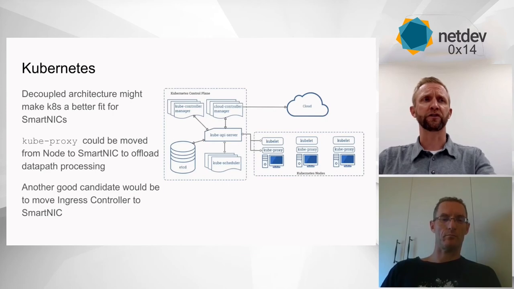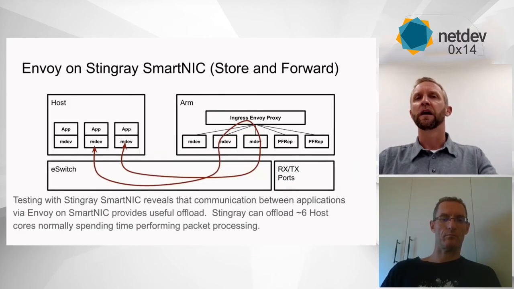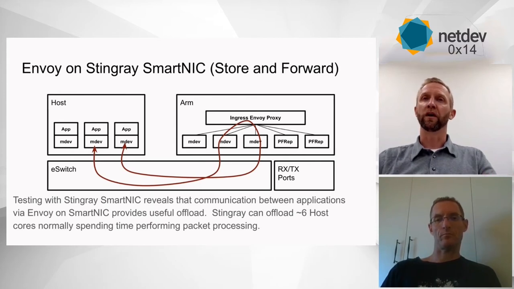Another good option would actually be to move an ingress controller all the way to a SmartNIC. And this is exactly what we've done. We've undergone some testing in the last few weeks to move Envoy down to an ARM-based SmartNIC and test what it would be like to pass traffic between two applications running on a host if they have to go through Envoy running on ARM cores.